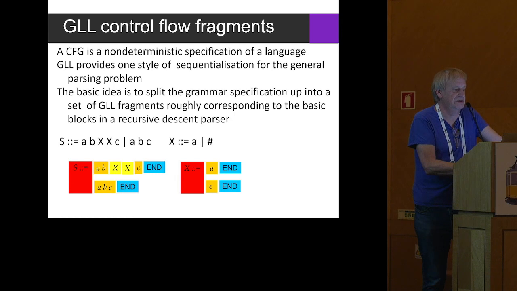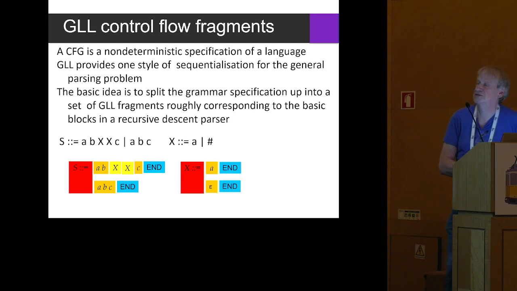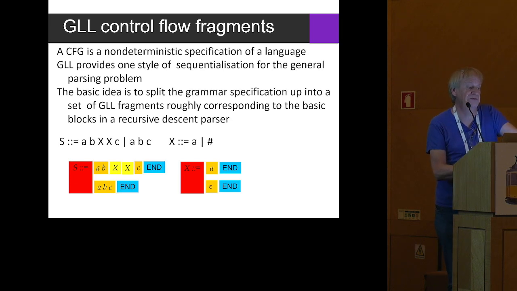Okay, let me give you a very brief overview of how this algorithm works. The idea is you take your grammar, a very simple grammar with two non-terminals in it, and you split it up into fragments which roughly correspond to the basic blocks of a traditional recursive descent parser. So for instance, you'll see in orange there terminals, and where you've got a run of terminals, that's going to be a single fragment. Where you've got a non-terminal, that's going to be a single fragment. And in this presentation, there's a special fragment called end that is shoved onto the end of each alternate, and there's a left-hand side fragment which is shoved onto the front.